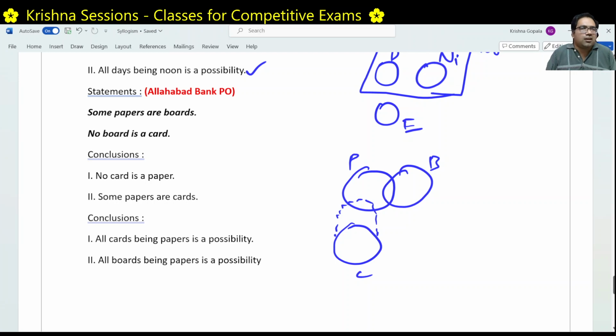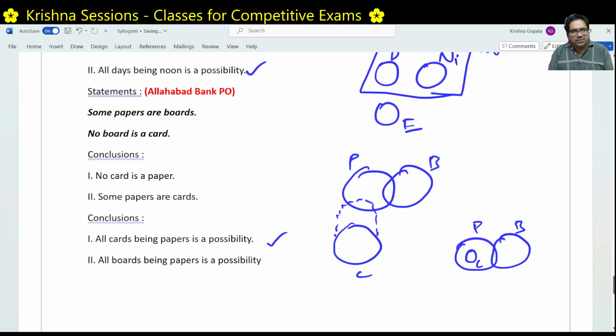Nothing is stopping. All cards being paper is a possibility. Is a possibility means we just need to draw this diagram. All cards being paper. So let's try to draw the diagram. This is papers, this is cards, and this is boards. We can draw this diagram, right? It is certainly possible because let's look at this diagram and the given condition. Some papers are boards. Yes, some papers are definitely boards. And no board is a card. None of these boards has any intersection with cards. So this diagram is definitely possible. So all cards being papers is definitely a possibility.